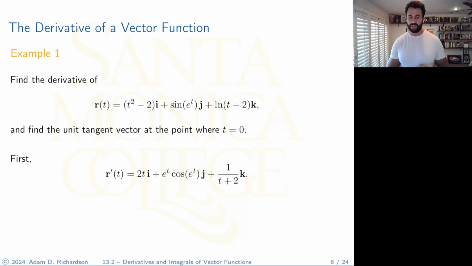Maybe just to elaborate a little bit, you can think of this r prime function as telling you the direction the curve is facing at every value of t. It's literally where you are pointing at every possible value of t.